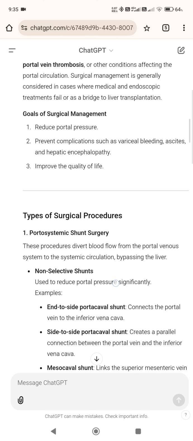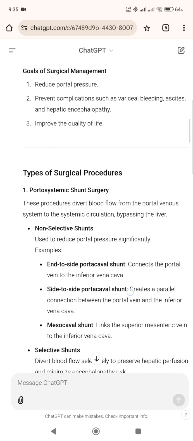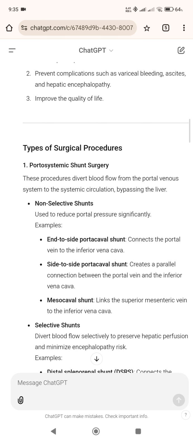Types of surgical procedures. 1. Portosystemic shunt surgery. These procedures divert blood flow from the portal venous system to the systemic circulation, bypassing the liver. Non-selective shunts are used to reduce portal pressure significantly. Examples: end-to-side portocaval shunt, connects the portal vein to the inferior vena cava.